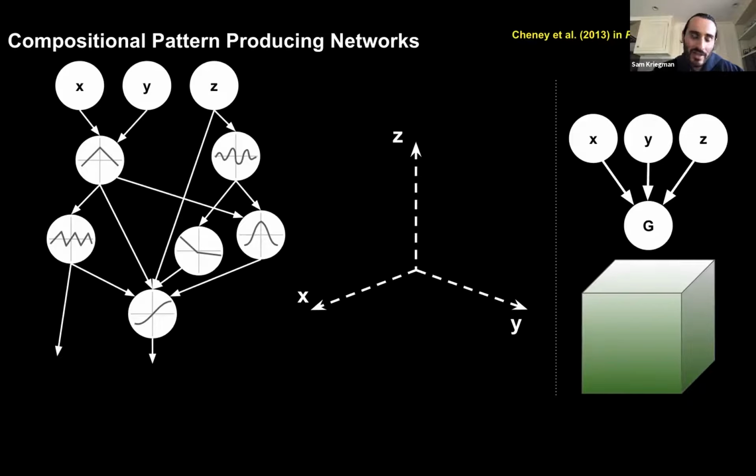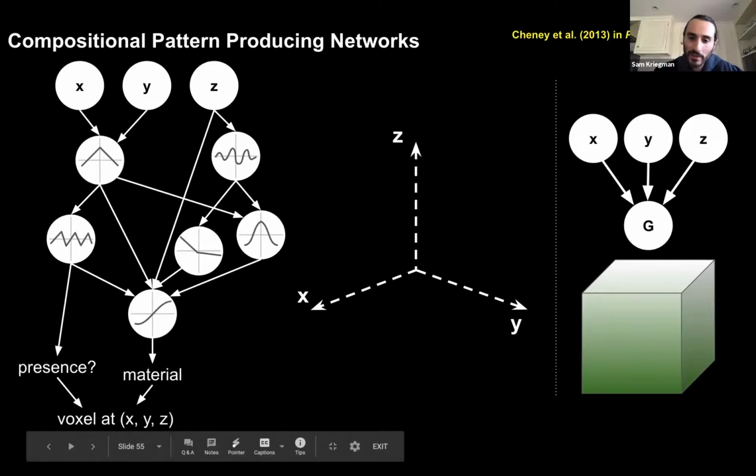So here's some random network, let's say. It has different activation functions, different connections. The important part are the inputs and the outputs.